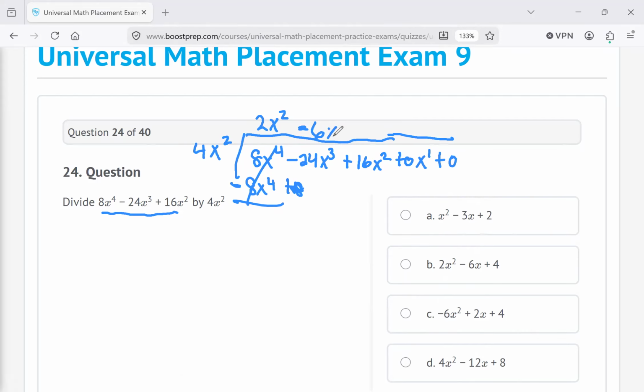And then I need one extra x, right? So -6x times 4x squared is -24x cubed. Remember, you always distribute a minus, so that's why I use a -6, because two negatives become positive, so it cancels. And then bring down the 16x squared, so I'm going to need a 4, and yeah, positive 4, and no more x's. And then the rest is 0, so it's really 2x squared minus 6x plus 4.